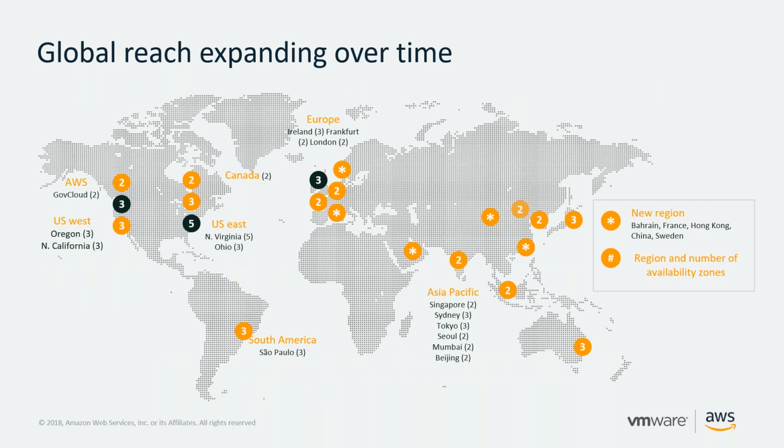So the global reach is expanding over time. For example, VMware Cloud on AWS first launched in our Oregon region, then it launched in Northern Virginia. And then in March, we recently announced the launch in the London region. So as you can see, we're looking to expand the service throughout the world and in the majority of our regions as soon as possible.